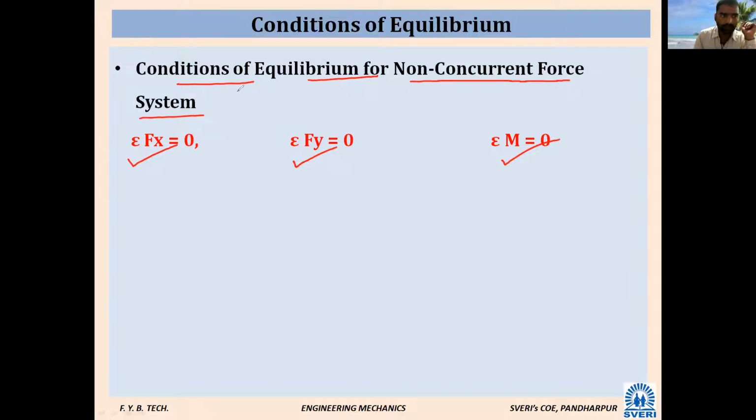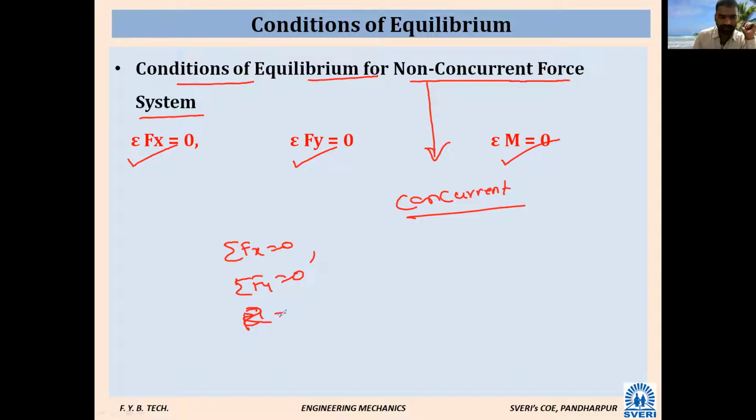Now, can you tell me what is the condition for the equilibrium of concurrent force system? Summation of Fx is equal to 0, summation of Fy is equal to 0, and R is equal to 0. If Fx and Fy are 0, R is automatically equal to 0. Is M equal to 0 needed here? No, it is not necessary because all the forces are passing through the given point. Concurrent forces will not produce any moment.